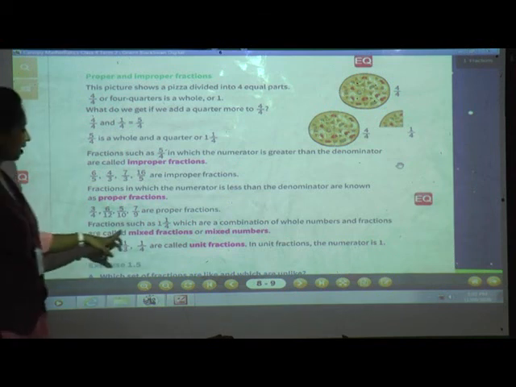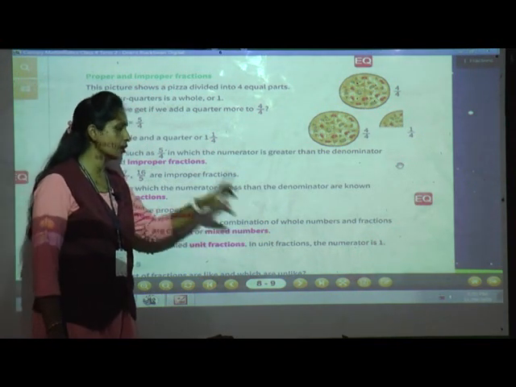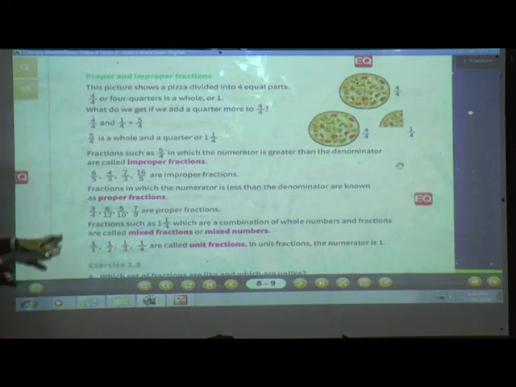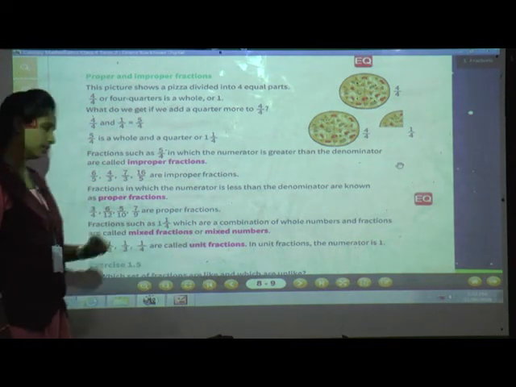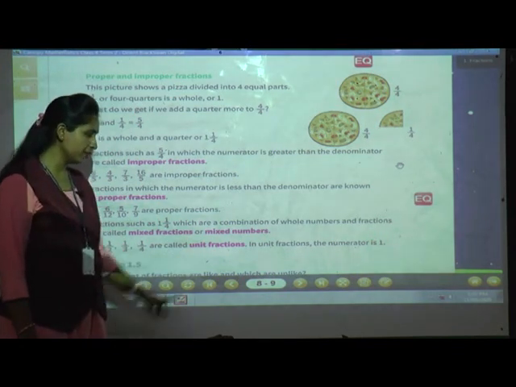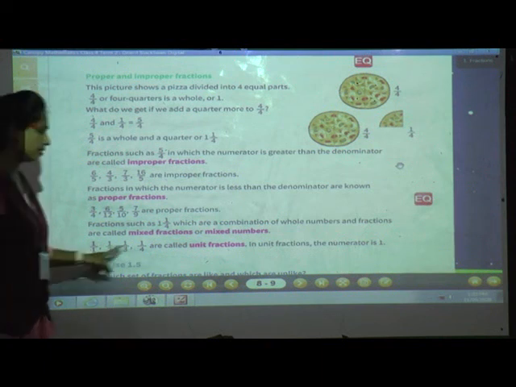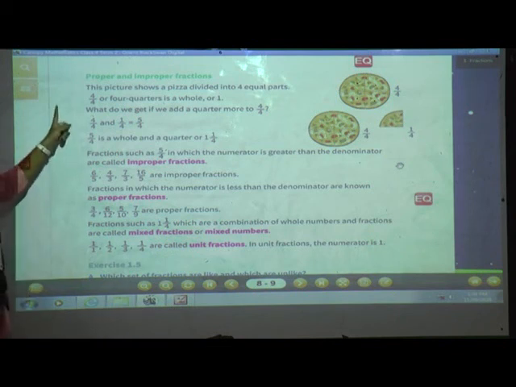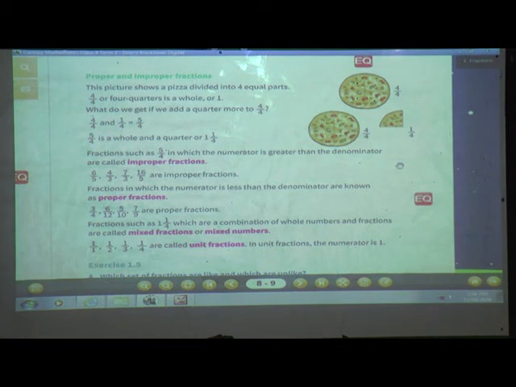Mixed fractions. Fractions such as 1 whole and 1/4, which are a combination of a whole number and a fraction, are called mixed fractions or mixed numbers. So 1/1, 1/2, 1/3, 1/4 are called unit fractions. In unit fractions the numerator is always 1. So when 1 is in the numerator place, they are called unit fractions. Understood about proper, improper, mixed and unit? Clear? Yes, very good.